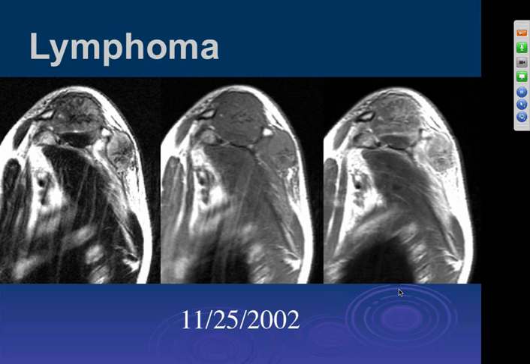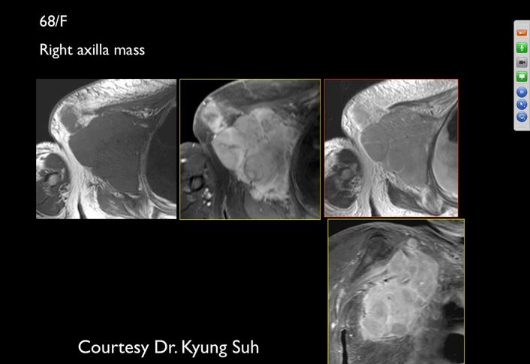So these are two masses. Can you point to the mass on the sagittal? Here? There's the whole thing, and there are two, right there and here. Yeah, okay. They're both part of the lesion.